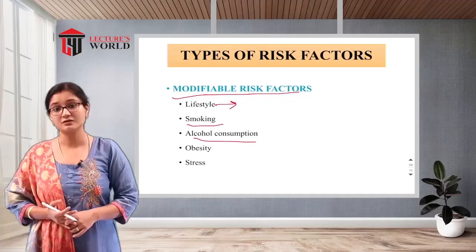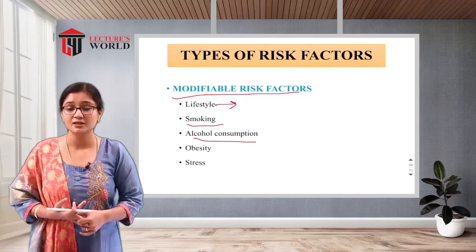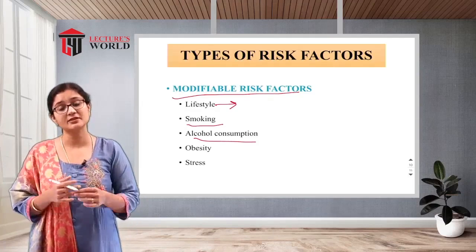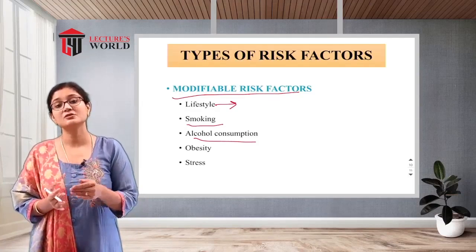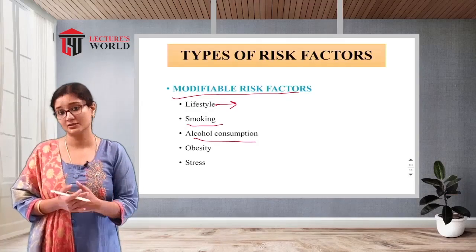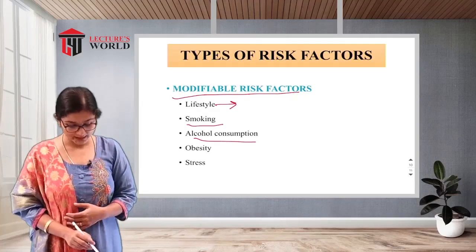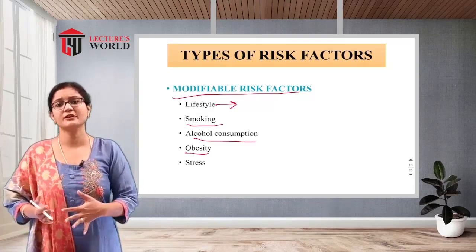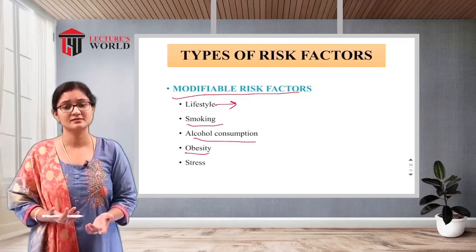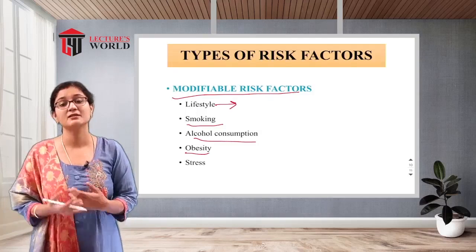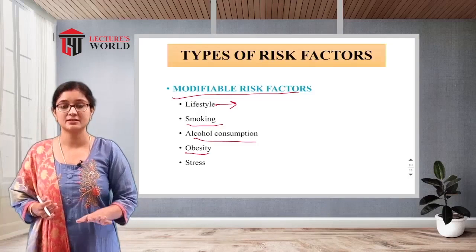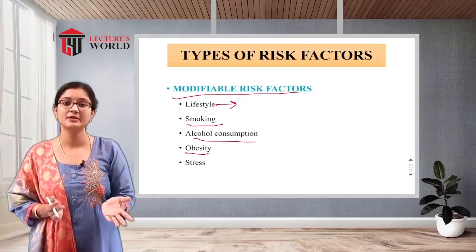Next is alcohol. Alcohol also causes many liver diseases, and even GI problems, gastrointestinal. So it is very important that a person should stop drinking alcohol. Next is obesity. You know, obese persons are at a risk of developing cardiovascular diseases. They are at a risk of developing diabetes, hypertension. So it's very important that they control their weight. They bring their weight to a normal BMI.